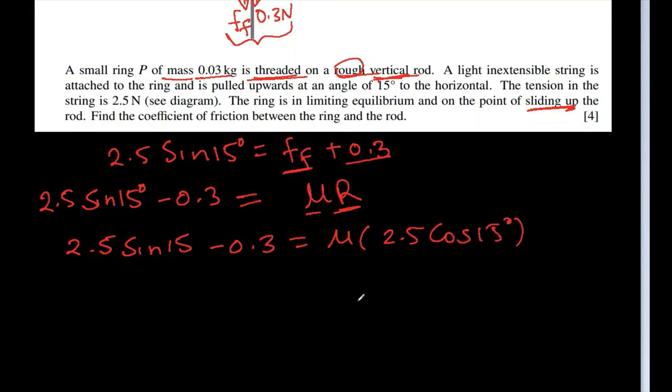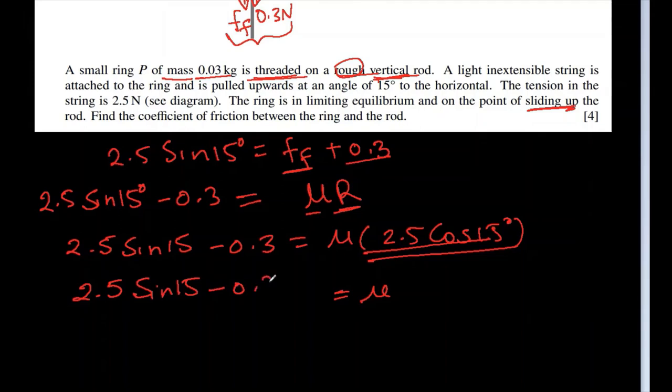To isolate mu, we will divide both sides by this number, and it will get cancelled on the right side. We'll be left with (2.5 sine 15 minus 0.3) over 2.5 cos 15. I did not evaluate any one of them because I did not want to round off different parts and get an answer which is not accurate. Okay, so I'll just put the whole of this in my calculator and I'll get the coefficient of friction.